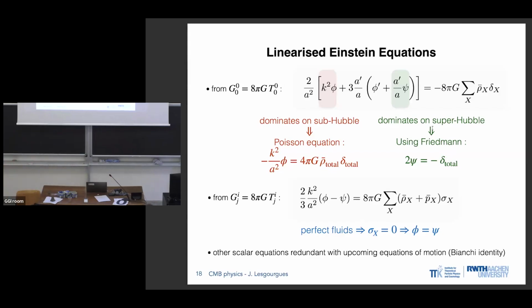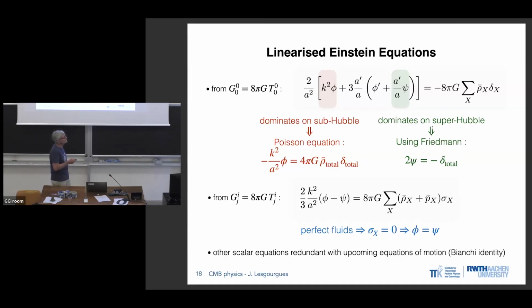Then you may also wonder how to recover the usual Poisson equation. And for this, you need to go to the sub-Hubble limit. If you go to the sub-Hubble limit, then we said k should be bigger than aH. aH is the same thing as a prime over a, where the prime is a derivative with respect to conformal time. So being sub-Hubble means having k bigger than a prime over a. And then it's obvious that this term dominates over this one.